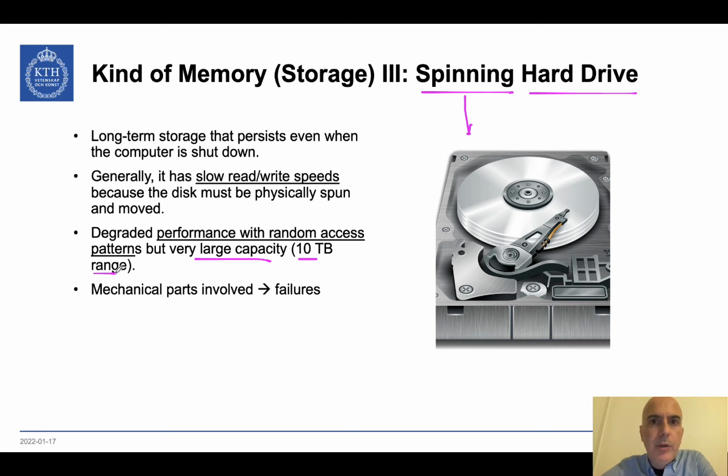One of the major issues though is that many mechanical parts are involved in the hard drive, and that means that these devices are more sensitive to breakdown, right? So it's quite common to have some of these disks fail because some of the mechanical components fail.